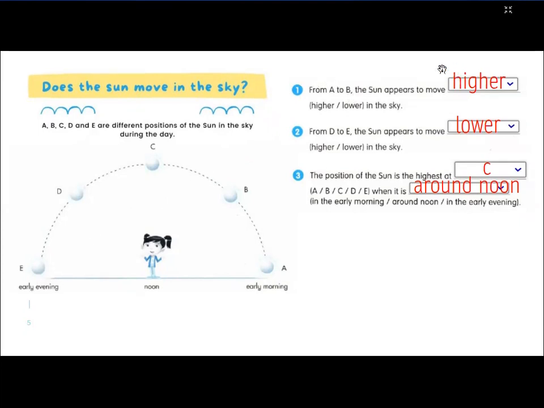From A to B, does the sun appear to move lower or higher in the sky? So the answer is higher. From A to B, it is moving higher. From D to E, the sun appears to move lower. The position of the sun is highest at C. It is highest at C when it is around noon. When it is around noon, it is very high.